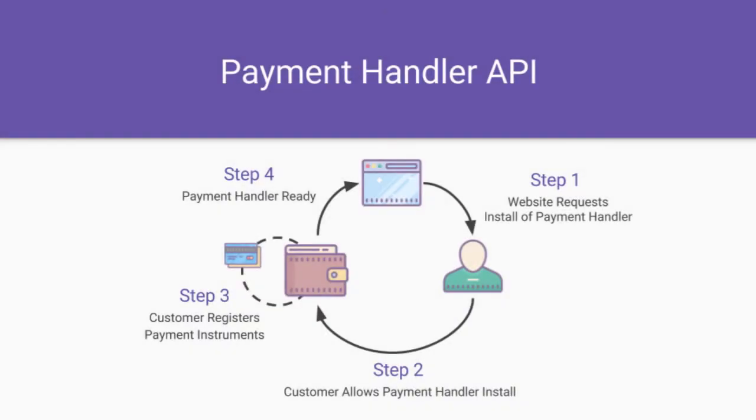The second technology is called the Payment Handler API, and it enables a third-party website to register with the browser to handle payment. This includes registering payment instruments like credit cards. It's expected that other payment instruments like ACH, Bitcoin, and other more secure forms of payment will be supported in the future.